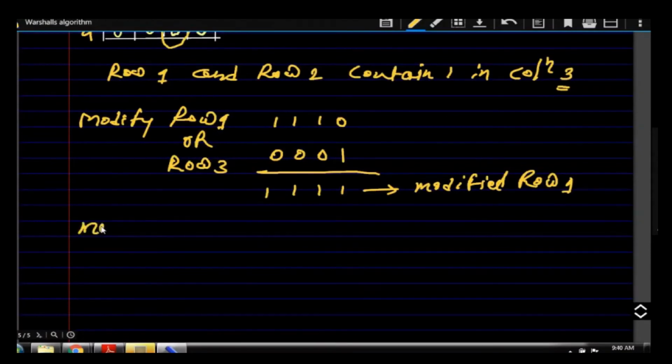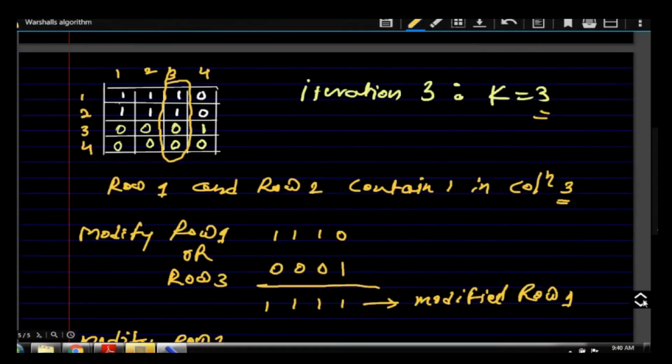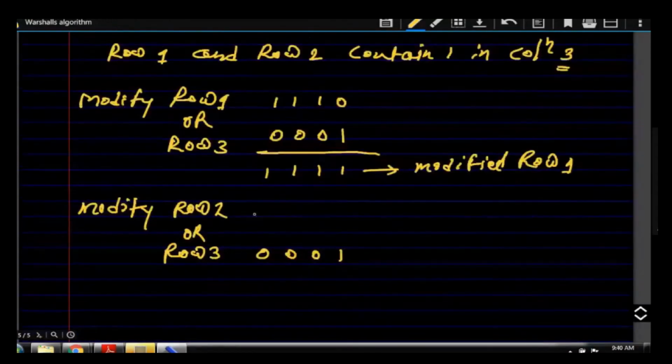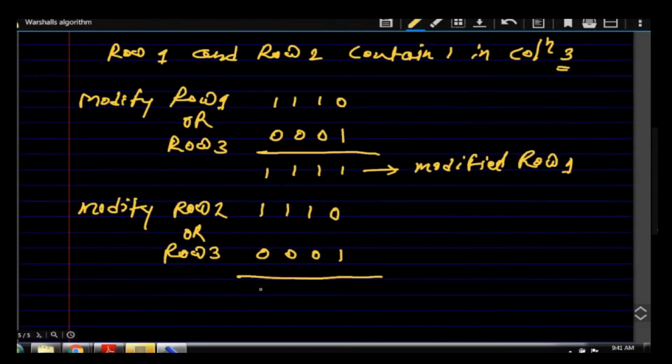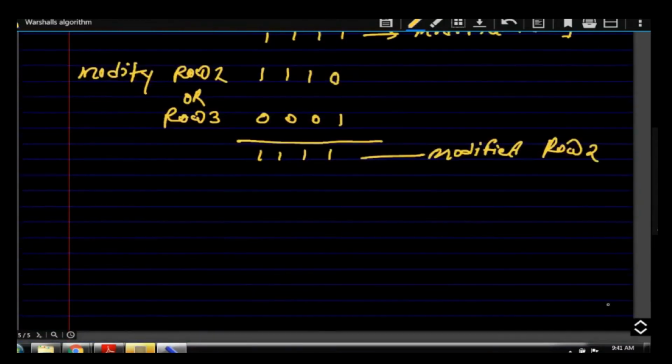Okay, so similarly modify row 2. I will modify it by performing the OR operation with row 3. So row 3 is the same, 0 0 0 1. And what is row 2? Row 2 is 1 1 1 0. So its OR operation will be the same, 1 1 1 1. So this is the modified row 2. Okay, now just update these entries in the table matrix.